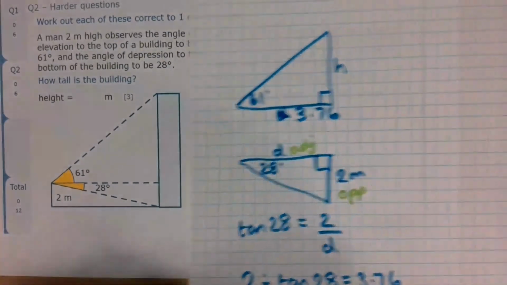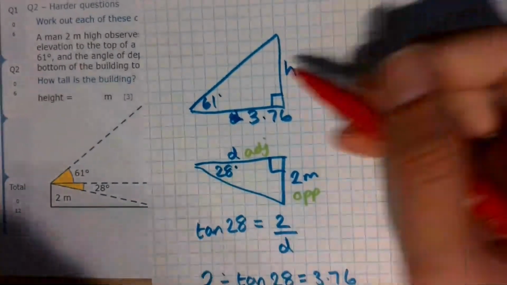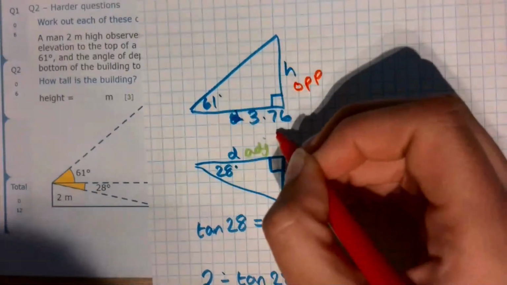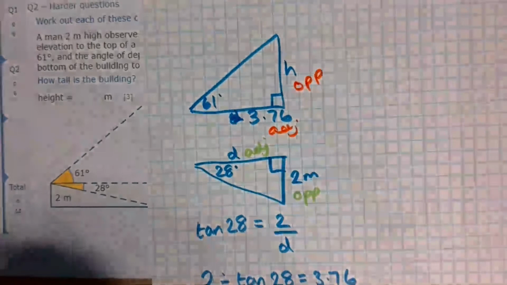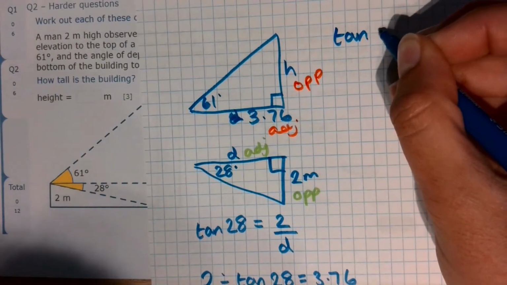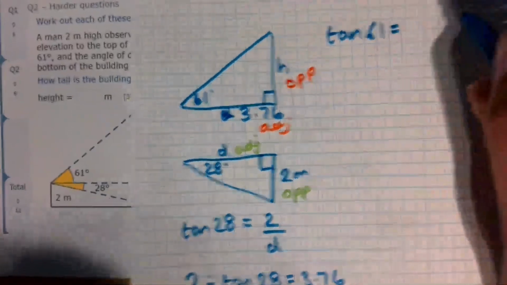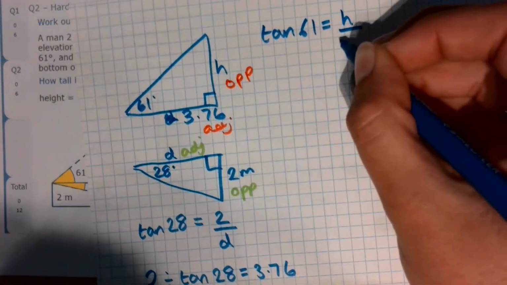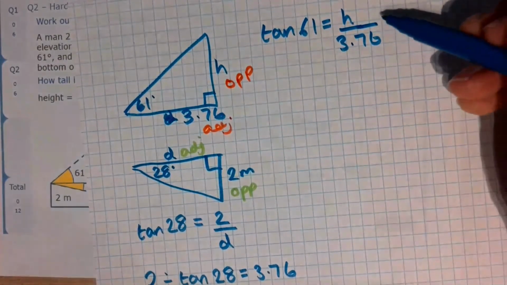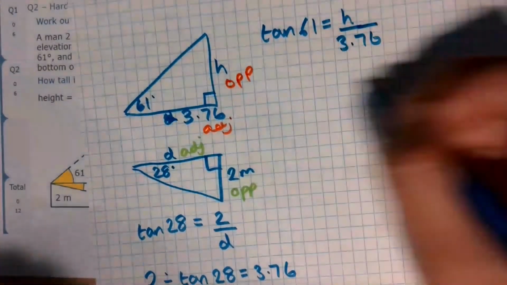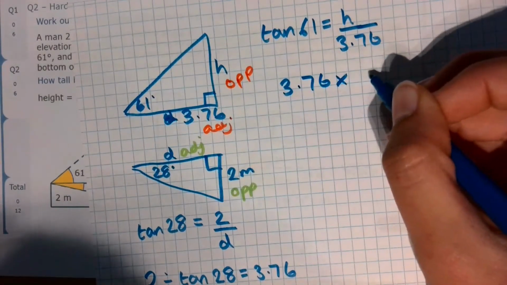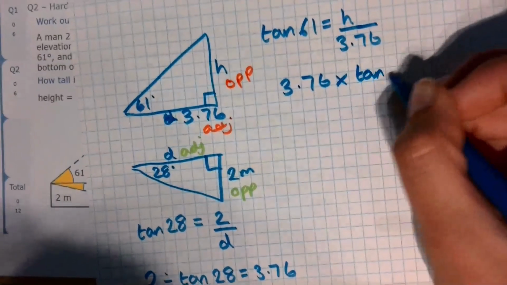Now I can find H. Use red to label this one. So H here is the opposite, and this is the adjacent. I'm still using the tangent ratio. Tan 61 this time equals H over 3.76. This time the unknown is on the top. Because it's on the top, I'm going to times 3.76 multiplied by tan 61.